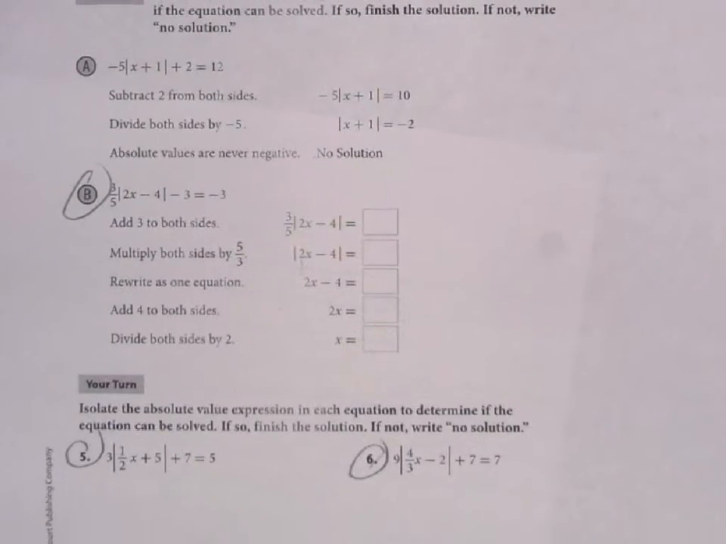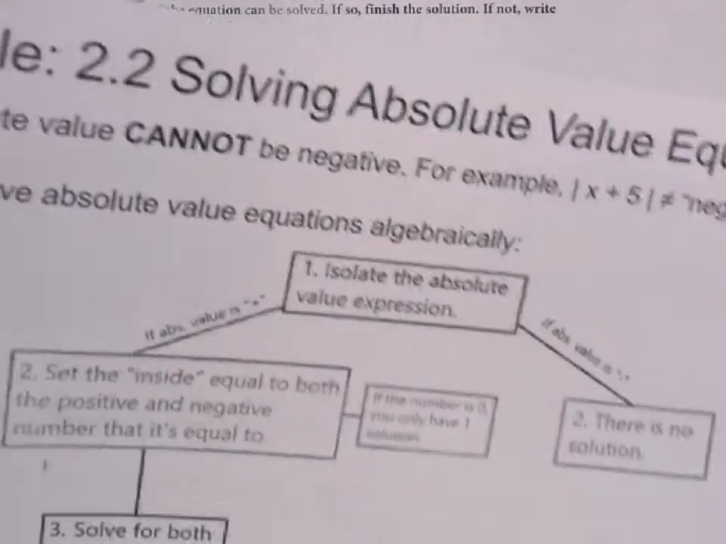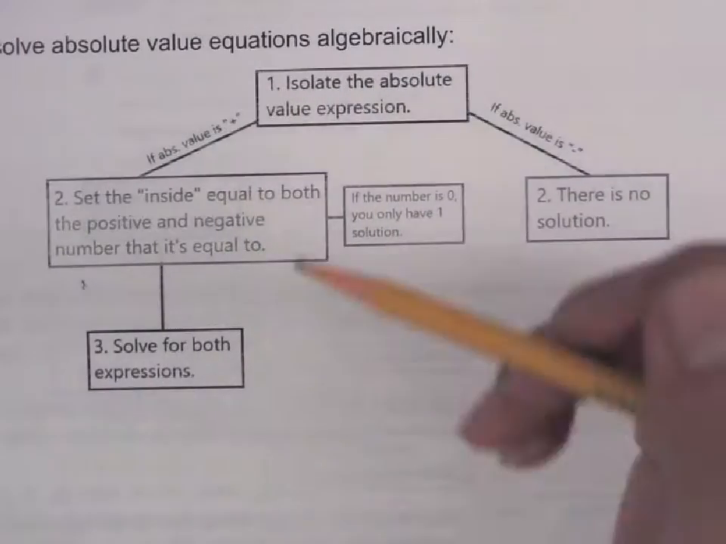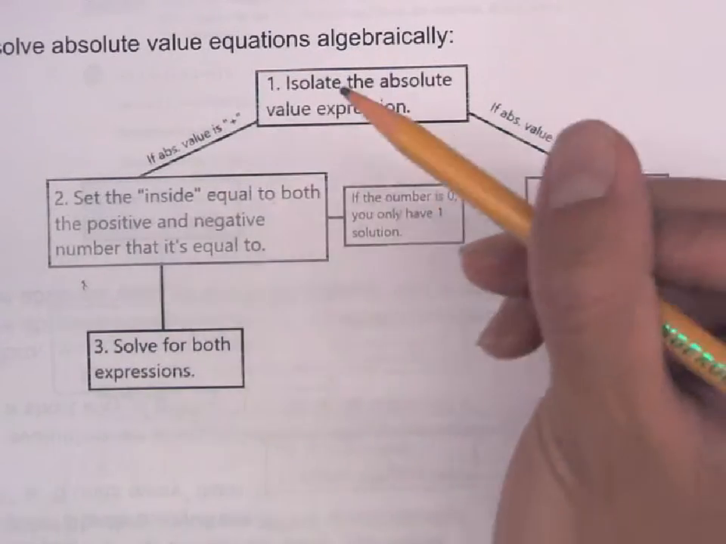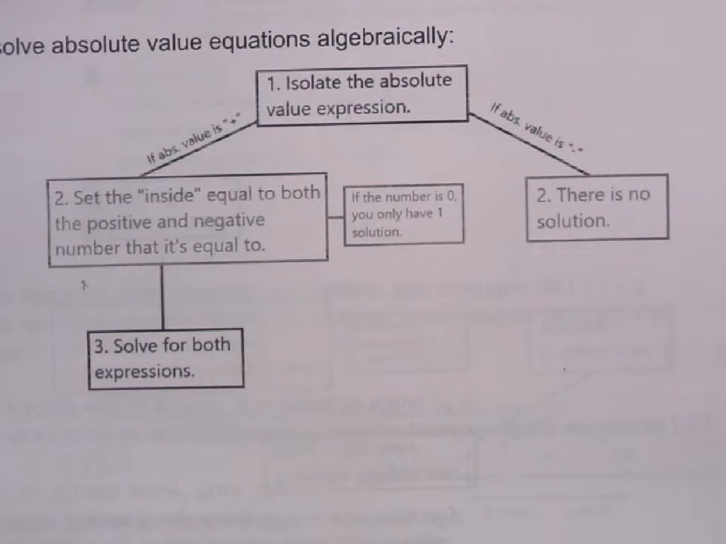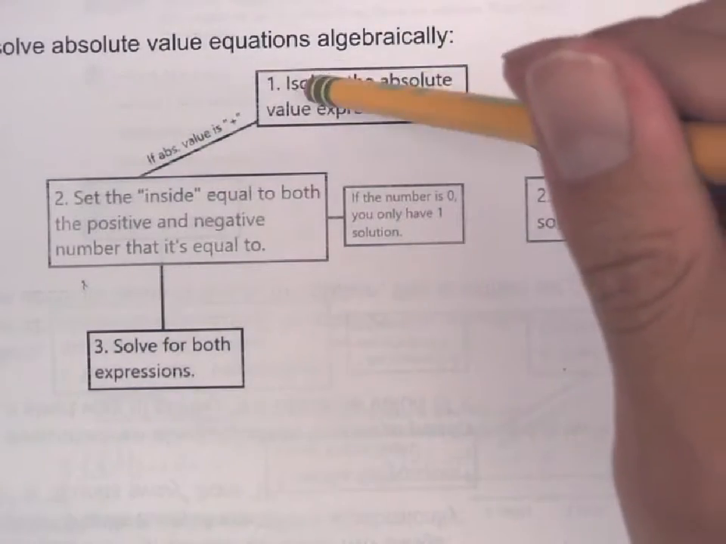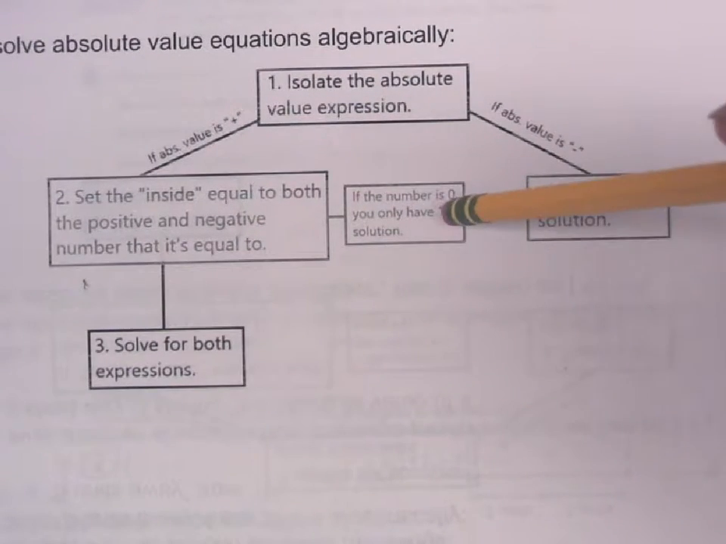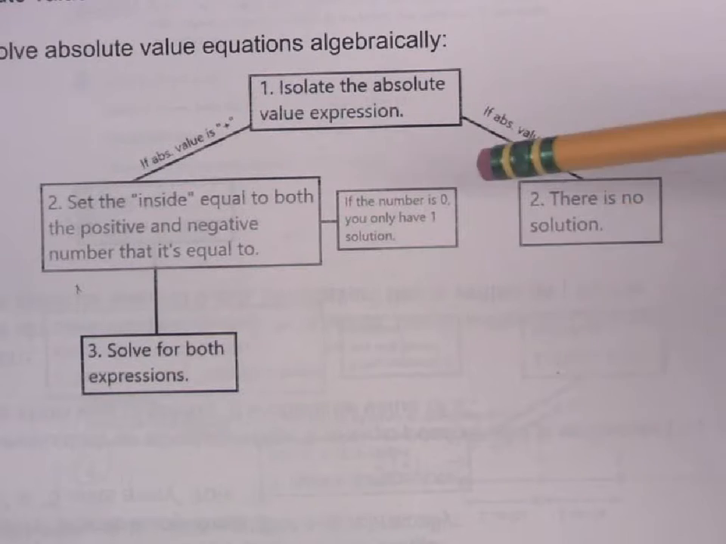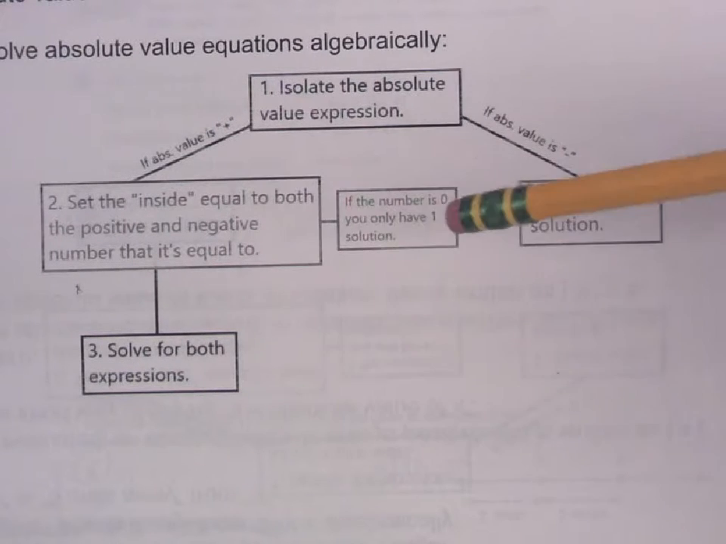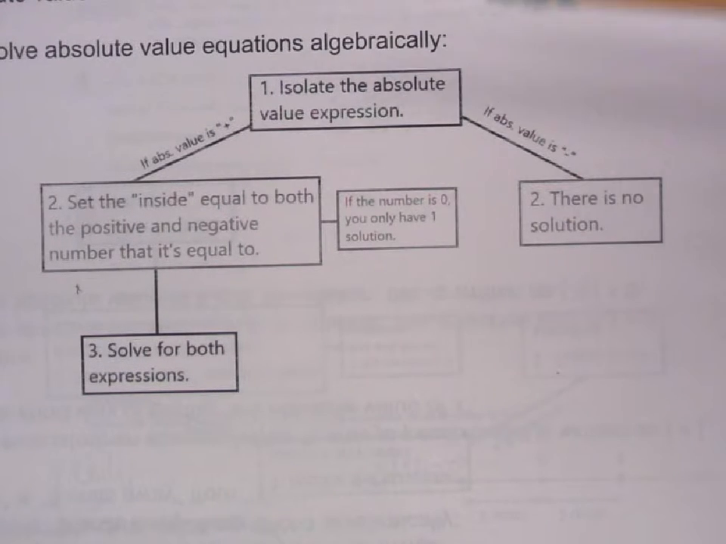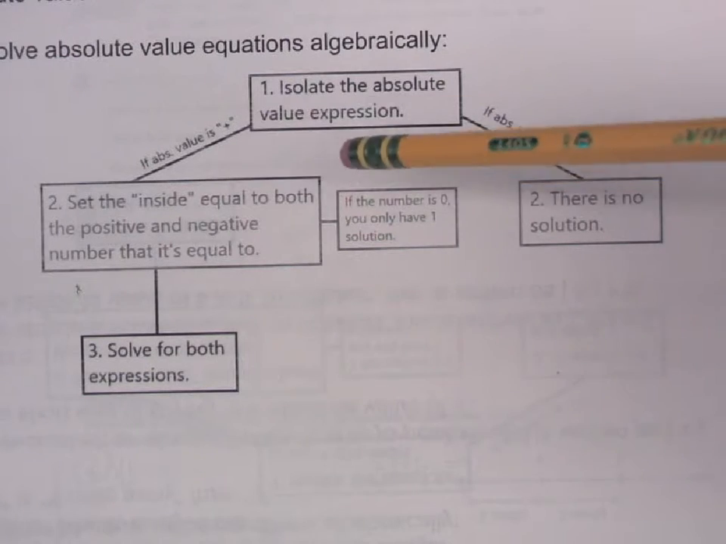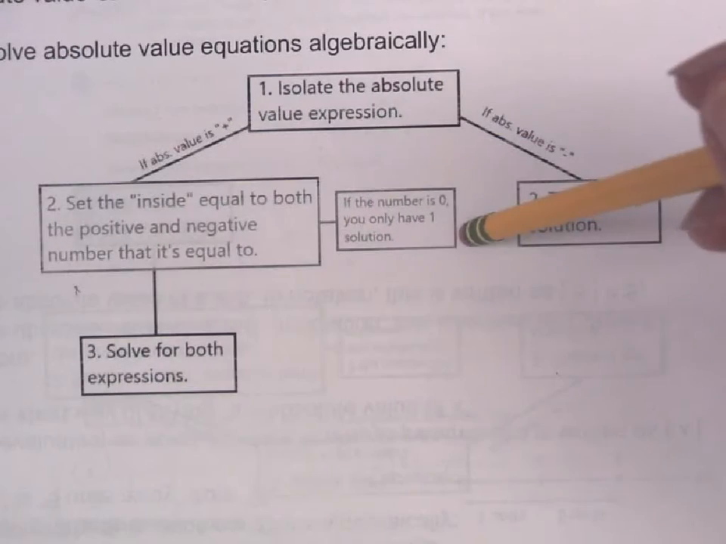Alright, so the last page is basically the other scenarios. Okay, so we went on this side of the flowchart. Now we're going to run into situations where you get an absolute value that is equal to 0, and you're only going to have one solution. Think about it, because 0 is not a positive or negative number. So basically you would only have one solution.